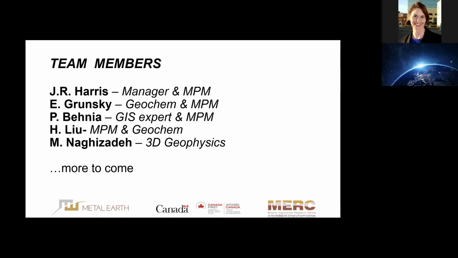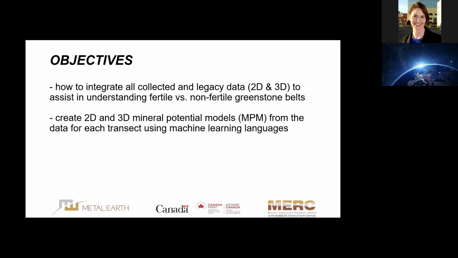And there's Heming Liu, who is also a research associate at Laurentian University. He's doing a lot of work on geochemistry and mineral potential mapping. And Mustafa Nagazeta is our 3D geophysics expert. Now, we hope more people will join in our group. We're especially interested in the transect leaders, whose expertise we could use on geological modeling and exploration vectors.